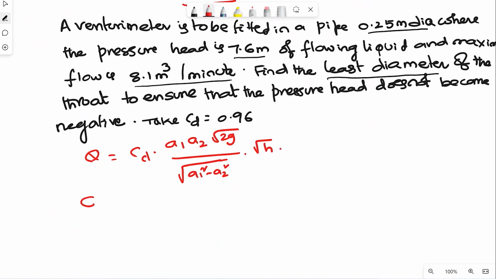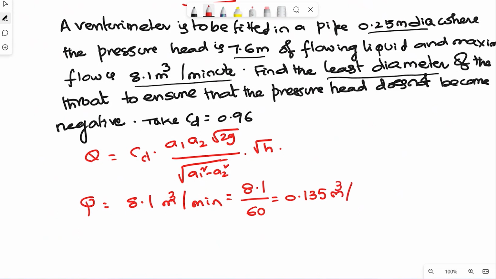Then what is Q for us? They have given it as 8.1 meter cube per minute. But normally what we require, the discharge is always expressed in terms of meter cube per second. So 8.1 meter cube per minute, to get per second I divide by 60. So if I do that, it is 0.135 meter cube per second. This is the first step. Then what is CD he has given? CD is equal to 0.96.